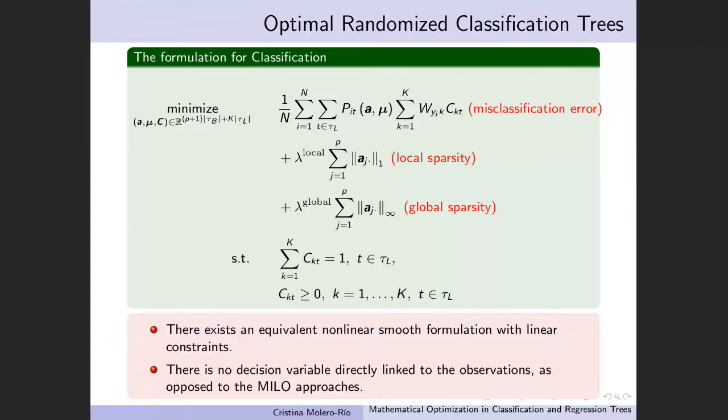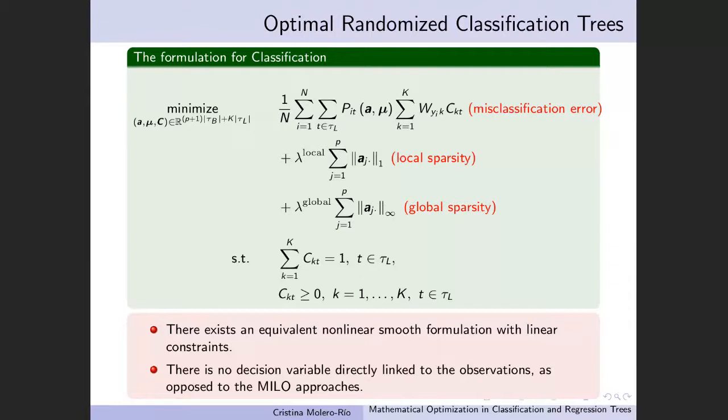As you can see, we have three terms in our objective function. First, the misclassification error, and then local and global sparsity. In the local sparsity term, what we want is fewer predictor variables to be involved in each splitting rule. And in global sparsity, what we seek is fewer predictor variables across the whole tree. Okay, for that we need the infinity norm.